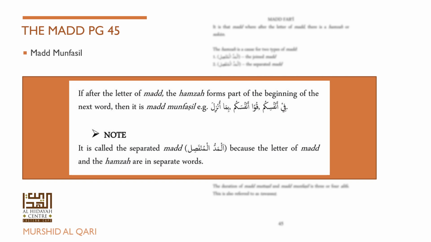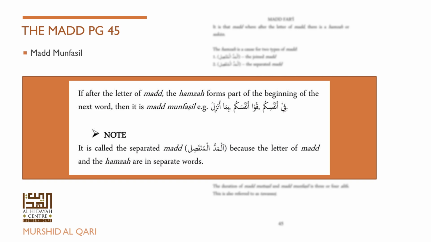It is followed by a hamza. Remember, mad far'i is that mad where after the letter of mad there will be a hamza. But mad munfasil is that mad where the hamza appears in the next word. It is the beginning of the next word. Bima is one word, and unzila is another word. So it is not in the same word, therefore this is known as mad munfasil.